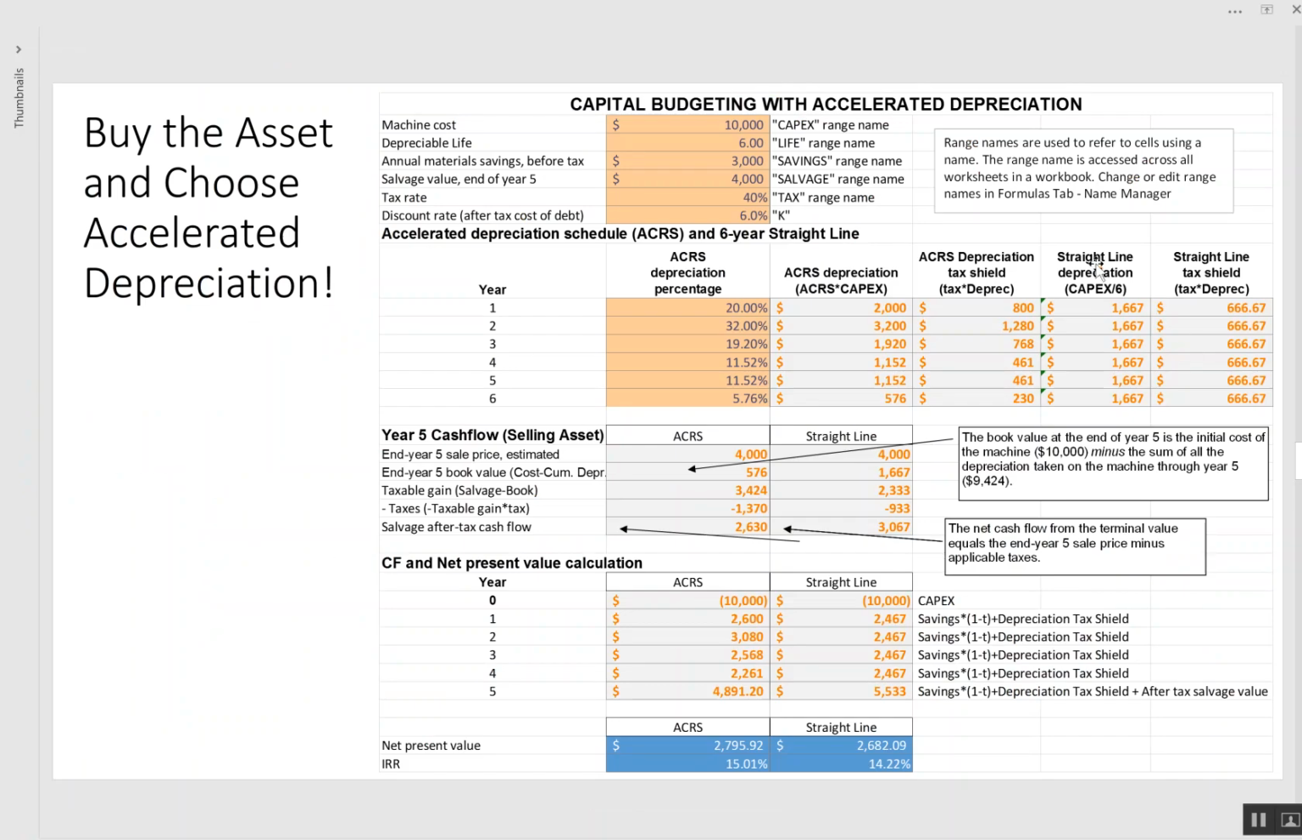So there we go. This is how we evaluate a cost savings. We just treat it like a revenue. And we also talked about how accelerated depreciation can create value.